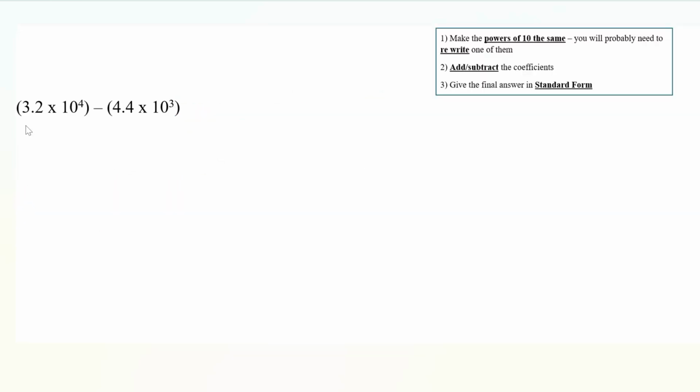We've got another question. Here we are subtracting. So let's start again with the first step in the process. We need to make the powers of 10 the same. So if we were to change this bracket here, we need to multiply this by 10 to the power of 1. So we can add these to create 10 to the power of 4.